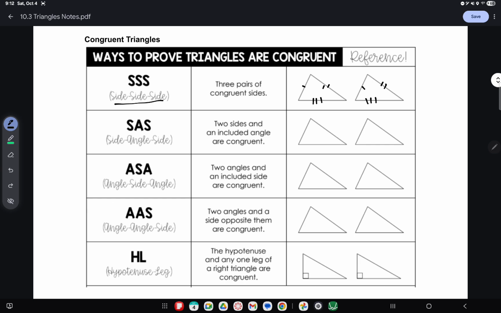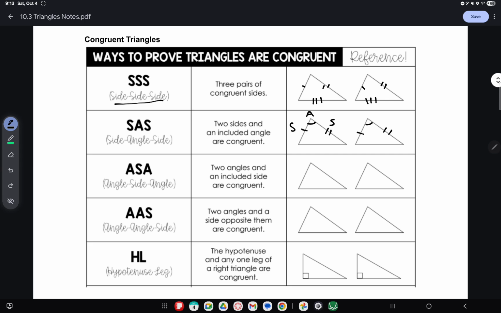So we have something called side, angle, side. So that means two sides and the angle in between them are congruent. So it might tell us that those two sides are the same. It might tell us that these two sides are the same. And then it also might say that that angle that's between those two sides is the same. So side, angle, side.